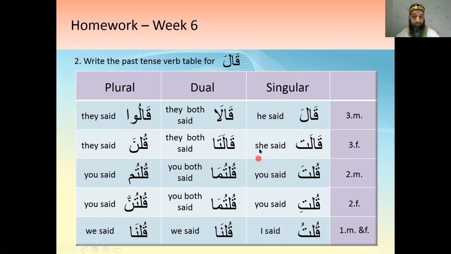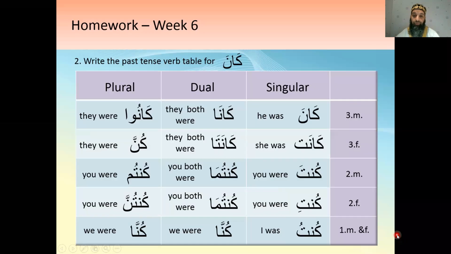Then from there it's the same. The endings are all the same as we discussed last week. It's only that the adjustment needs to be made somewhere, in the start or before the ending. So this is a table for qala. The reason why we covered the weak verb qala is because it comes in the Quran a lot.